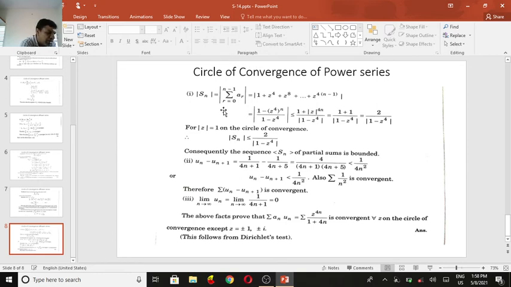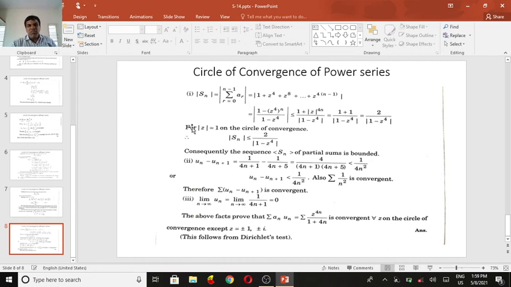If you apply the limit n tends to infinity, we get the numerator 1 plus 1, divided by the absolute value of 1 minus z power 4. So it is 2 divided by 1 minus z power 4. So this is less than or equal to some constant, 2 divided by the absolute value of 1 minus z power 4.